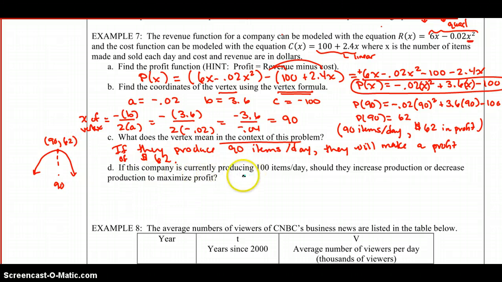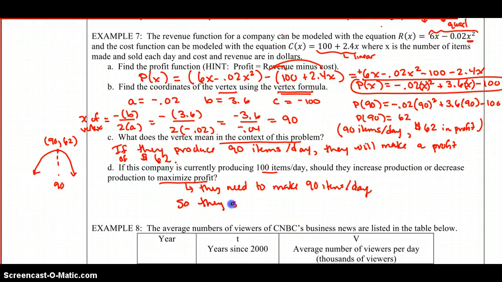So if this company is currently producing 100 items per day, should they increase production or decrease production to maximize profit? We just figured out that to maximize profit, they need to make 90 items per day. So if they are currently making 100, they need to decrease production. So they should decrease production, and specifically they should decrease it to 90 items per day.